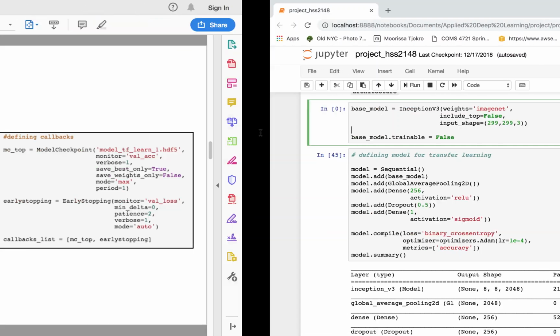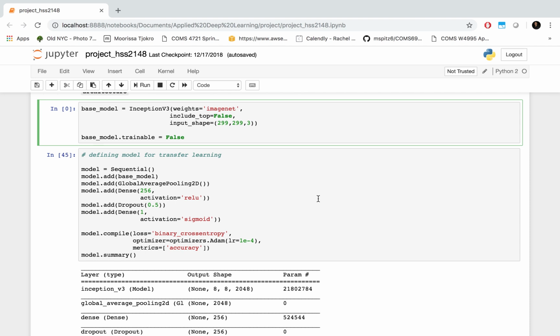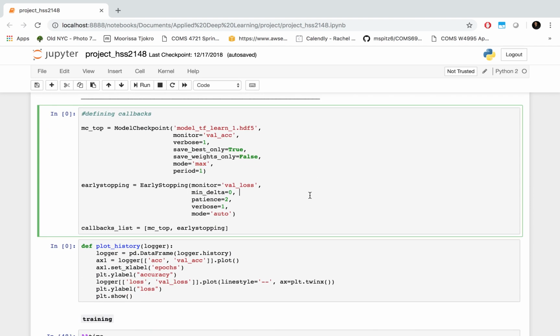And as I mentioned in the presentation, two training strategies are attempted. One is transfer learning with Inception v3, from which I extract the base of the transfer learning of the Inception v3 model, and on top of that I add a couple of dense layers. And then I also train a simple CNN from scratch to just see how it compares in terms of performance. I define two checkpoints for both of these models, and the checkpoints look something like this. I define a model checkpoint to store the best model with the highest validation accuracy, and an early stopping callback to ensure that I stop training once my model starts overfitting. For that, I monitor validation loss and set a patience of 2.